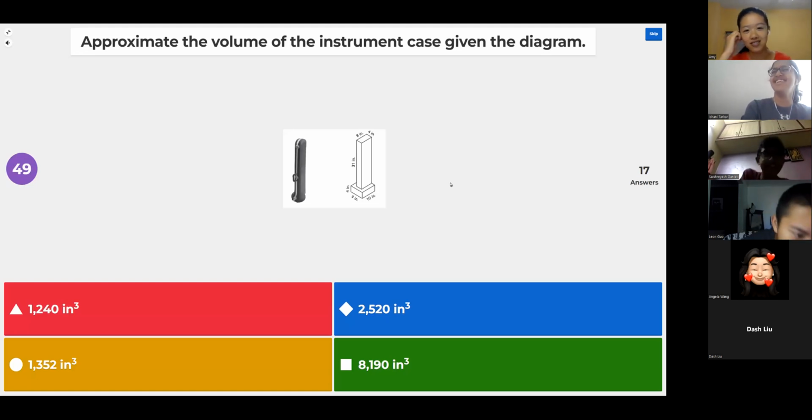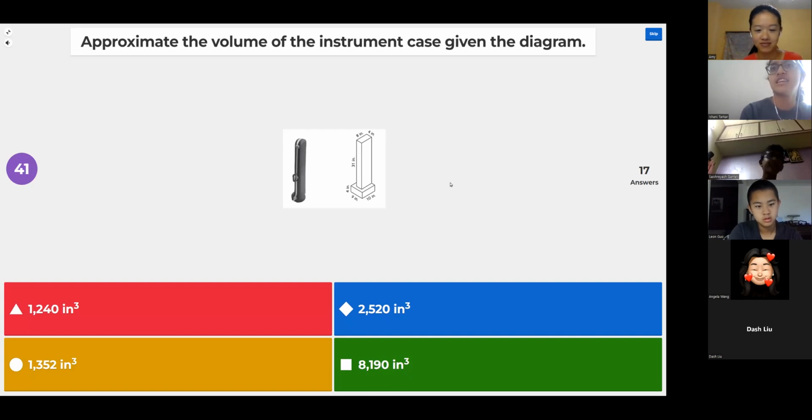I probably guessed the wrong answer because it looks pretty big. How big is this thing? Who has a stick that's like 31 inches long? I think that's a trombone. I'm probably wrong, but that's not a stick. I thought it was a stick. It's an instrument case. Yeah. It looks like a big gun.